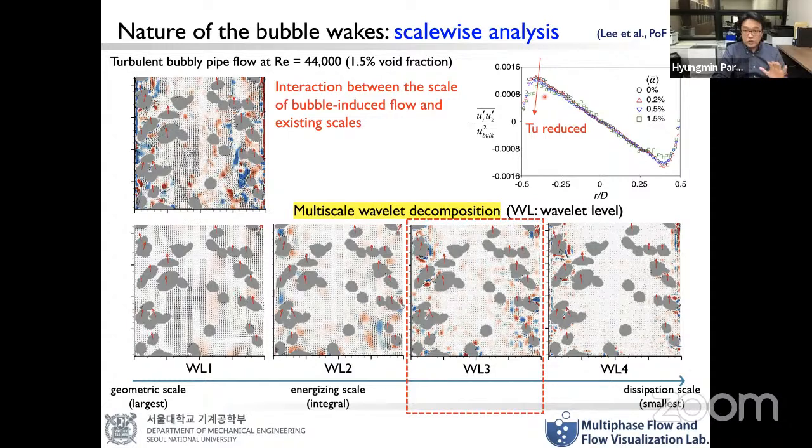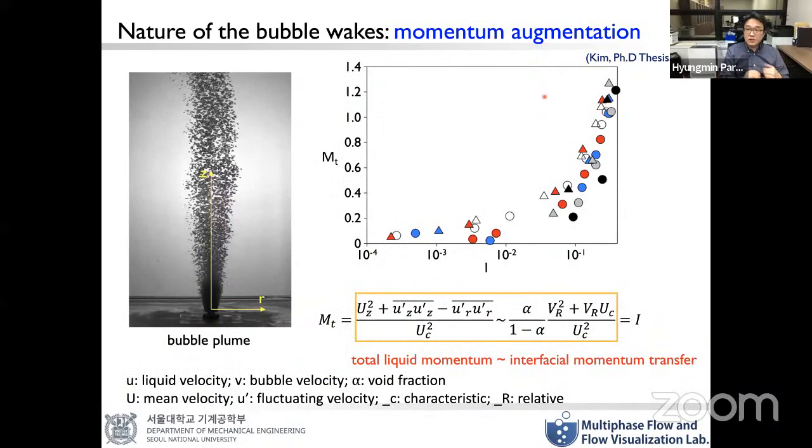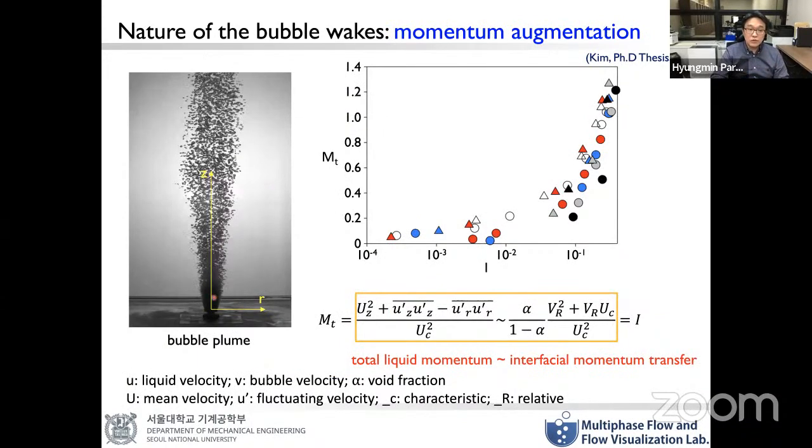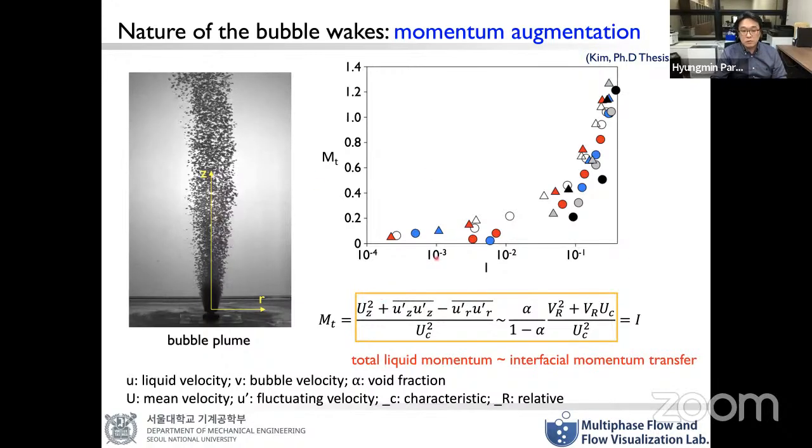So that means the interaction between, or comparison of, the scales of the bubble-induced flow or bubble-induced agitation and some existing flow scale is very important to understand what you will do with your bubbles, right? So when your void fraction increases much higher, like the bubble plume as you see here, our focus is how much you can increase or enhance the momentum of the liquid by adding the bubbles.